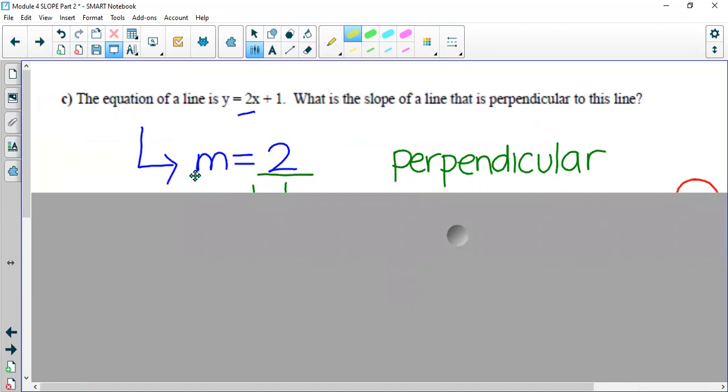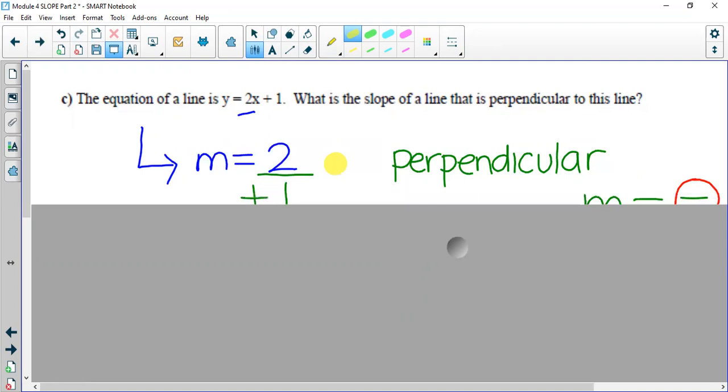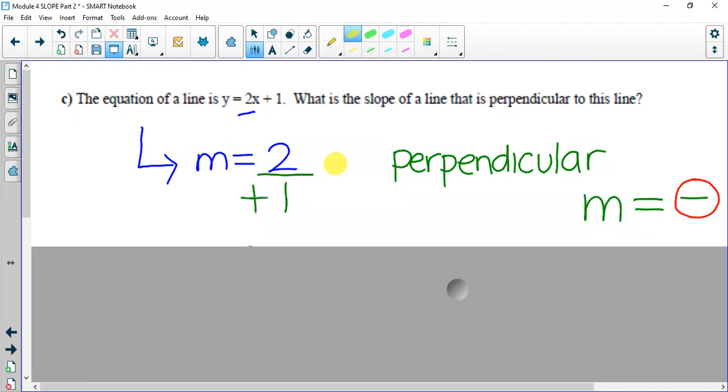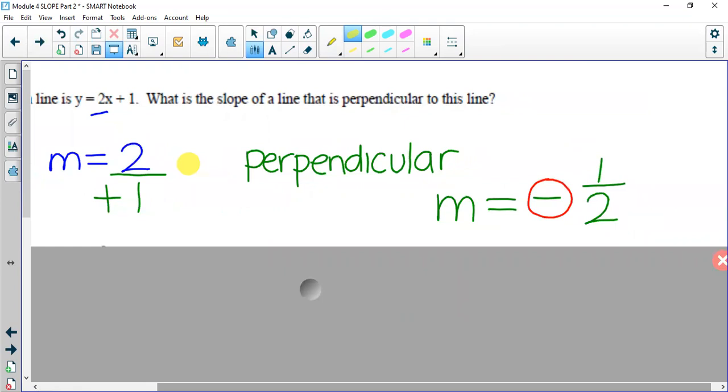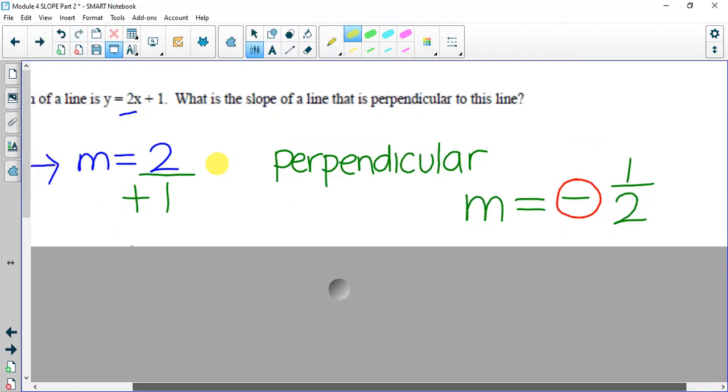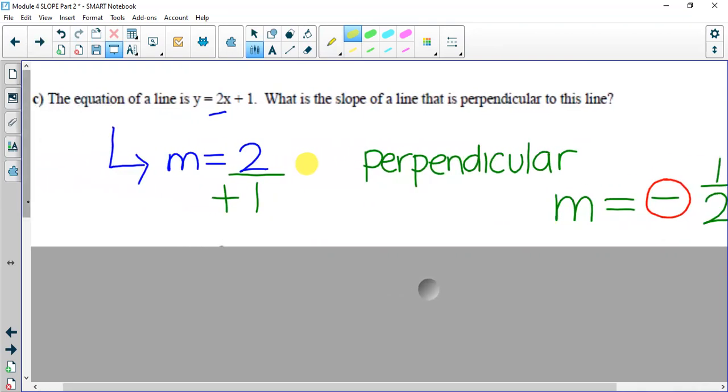When the equation of a line is y is equal to 2x plus 1, and you want to find a perpendicular slope, well, we've already done this. Positive 2/1. That means I need to flip the slope into 1/2 and change from a positive to a negative. That's a negative reciprocal, and that's how I determine a slope that is perpendicular.